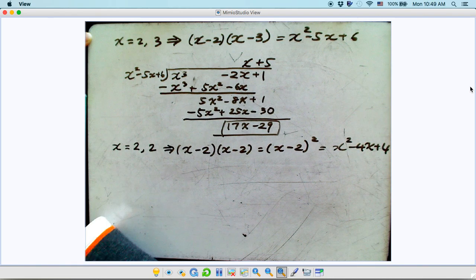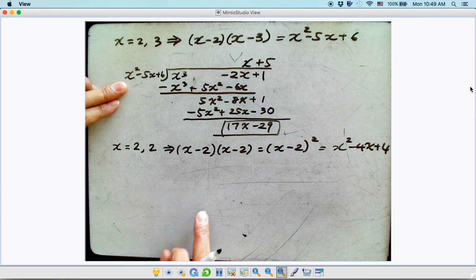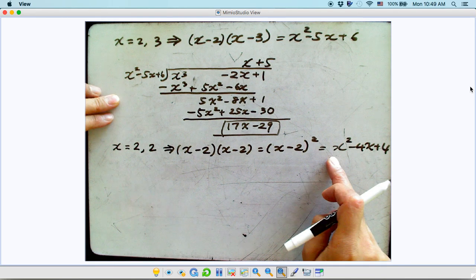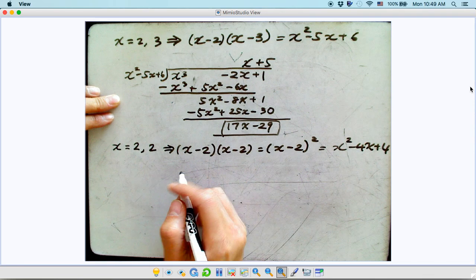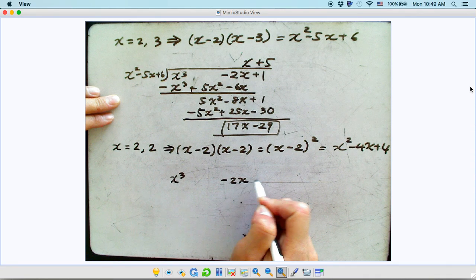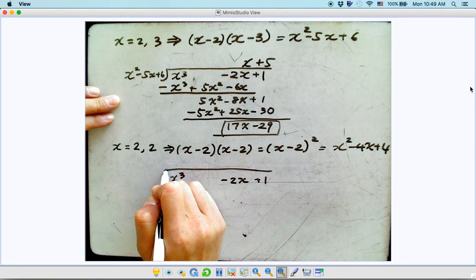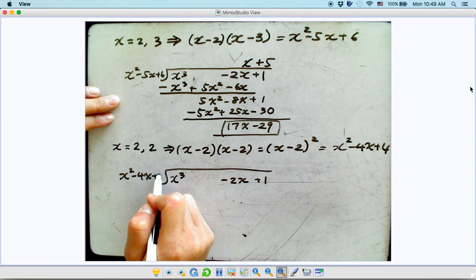If you think about it, the tangent line is kind of a special secant line, so we're going to do the same exact thing. Instead of dividing by x squared minus 5x plus 6, we're going to divide by x squared minus 4x plus 4, which is x minus 2 squared. So we have x cubed minus 2x plus 1 divided by x squared minus 4x plus 4.